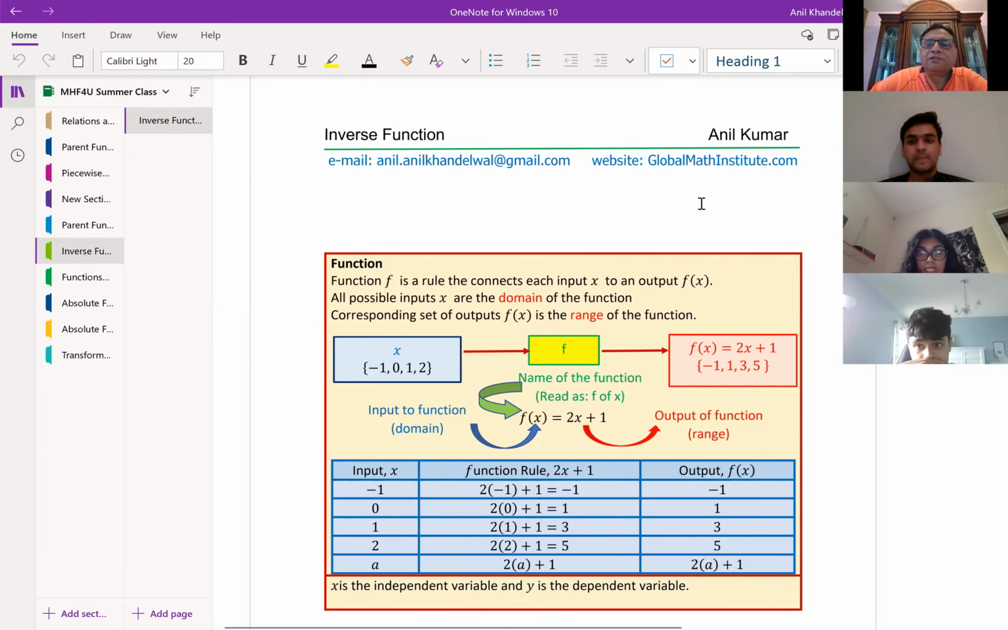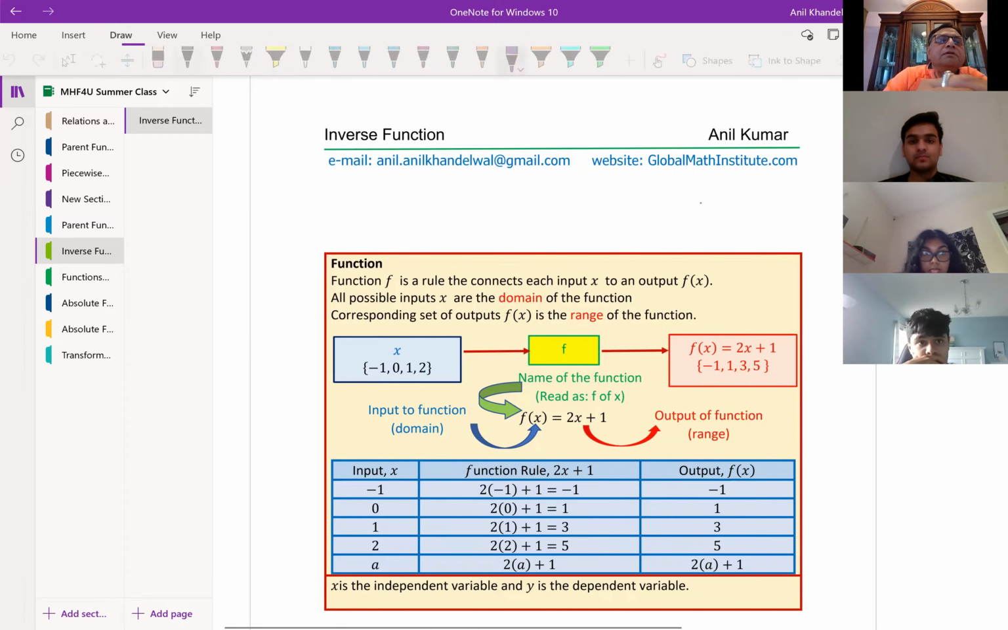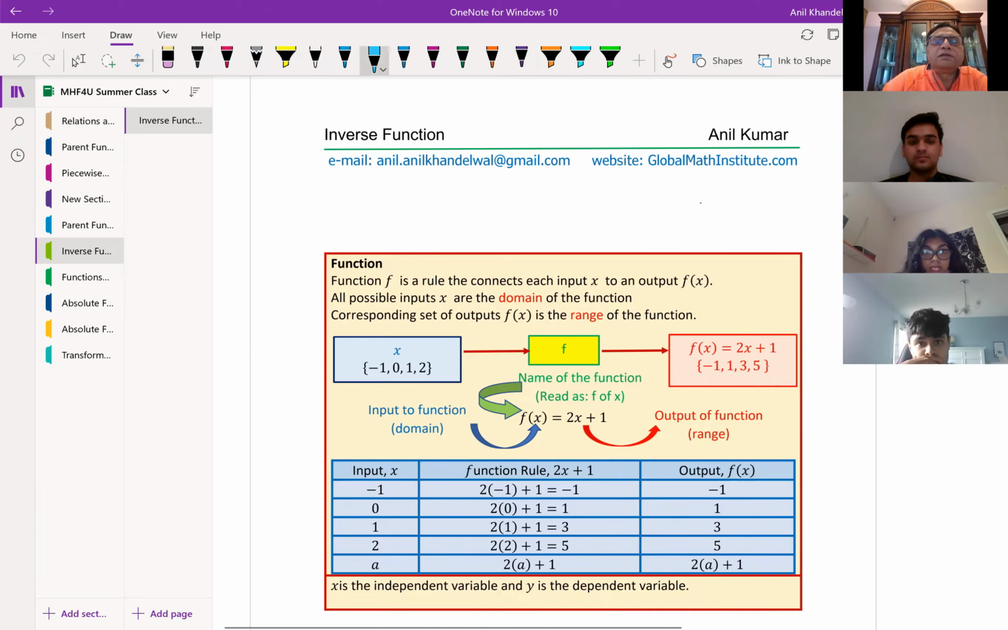Now, as you know, we talked about functions, which is basically a rule which converts input to output uniquely. So for every input, we have a unique output. That is what a function is, right? So, Mohammed, I'd like you to read what is given here.